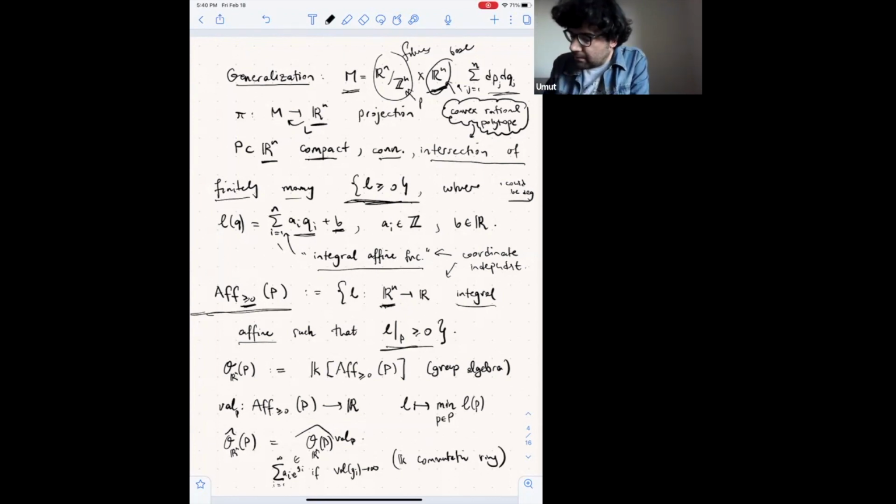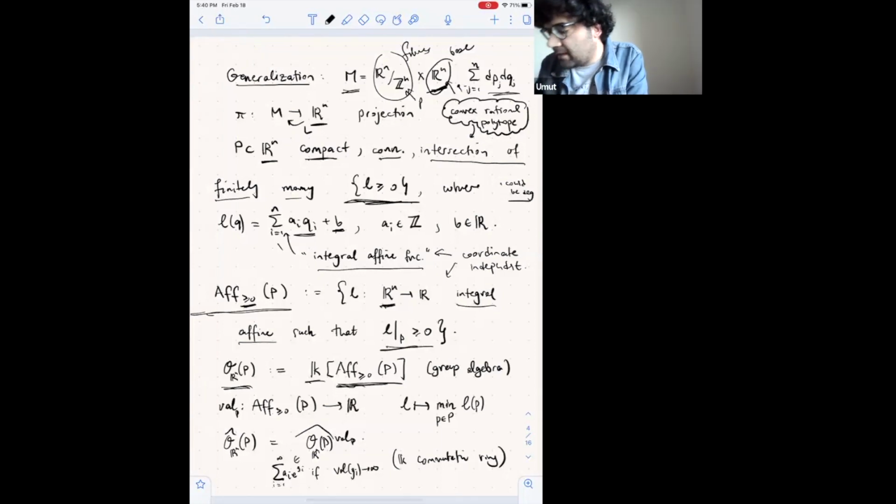Okay, so now using this, I would like to define some kind of function, some kind of sheaf of functions, some kind of this O of P. So to each convex rational polytope, I would like to associate some kind of algebra of functions. And the way I do this is I consider the non-negative affine functions on P, and I take its group algebra with some arbitrary commutative ring K.